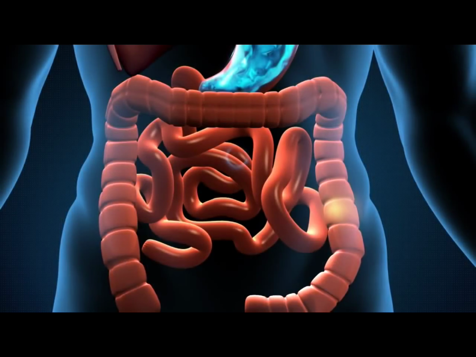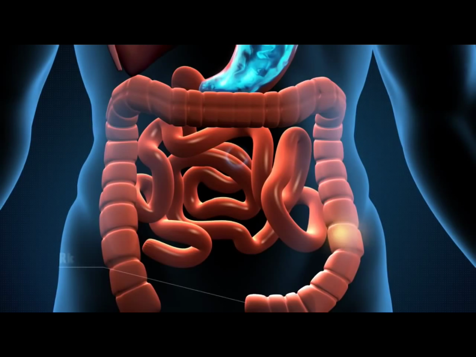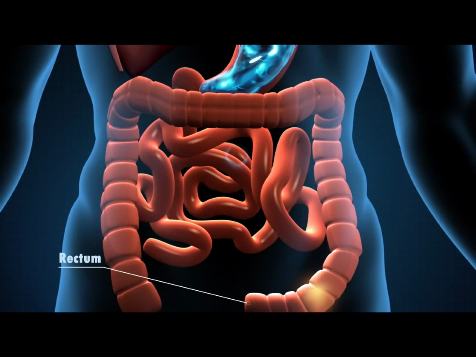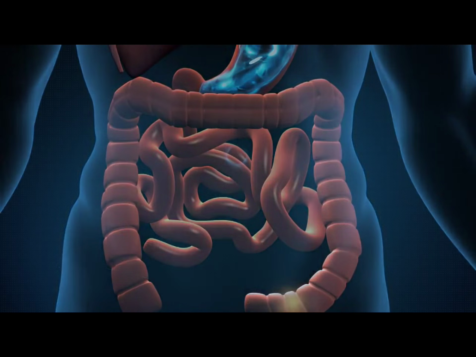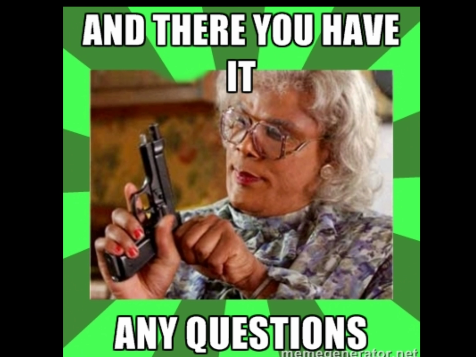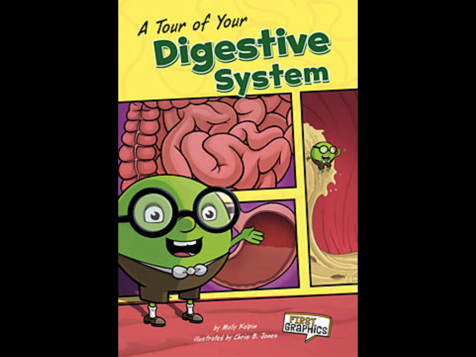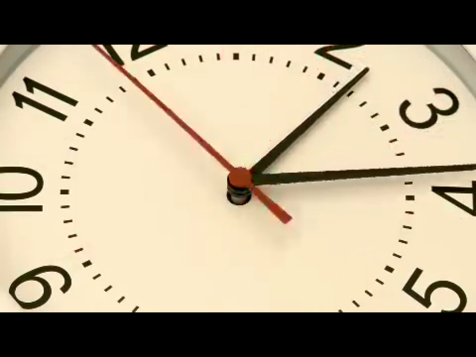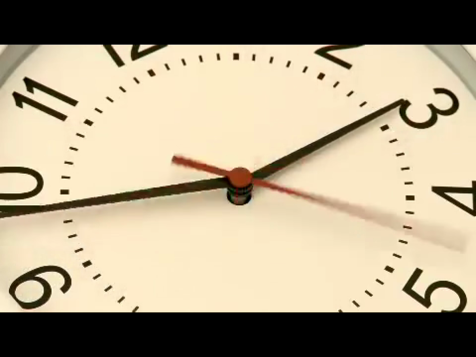When the walls of the colon contract, with the help of secreted mucus, the waste is transported to the rectum. The rectum stores the waste and waits there before exiting the body through the anus. And there you have it. You've just toured the entire digestive system. The process of the food traveling through the GI tract takes about 24 to 72 hours to complete.